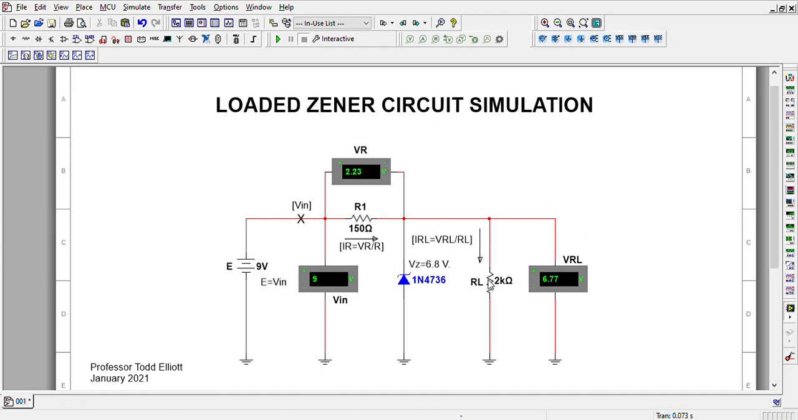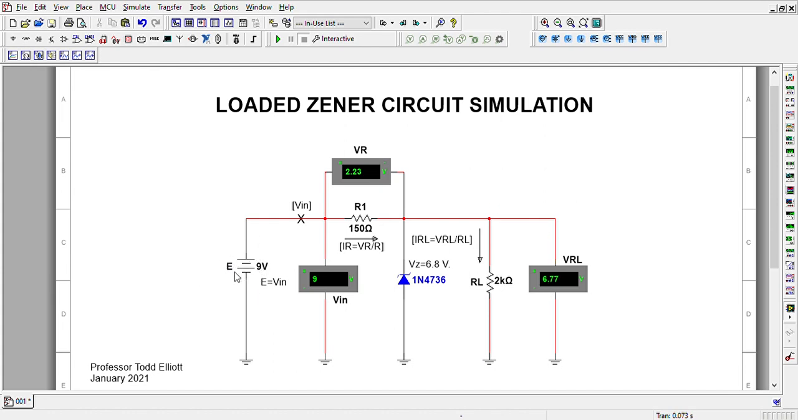And the load resistance RL, which we're going to start off at 2K and then lower the resistance, and then monitor the load voltage VRL. You'll note that VRL is of course the Zener voltage because RL and the Zener diode are in parallel, so the voltages are the same. So right now we can see that the nominal Zener voltage is 6.8 volts. Our actual measured voltage is 6.77, and our E is 9.